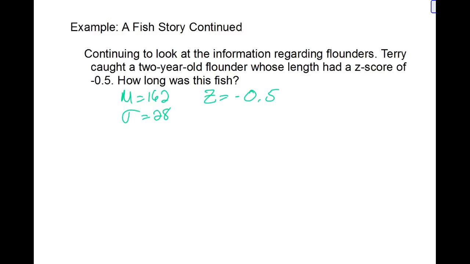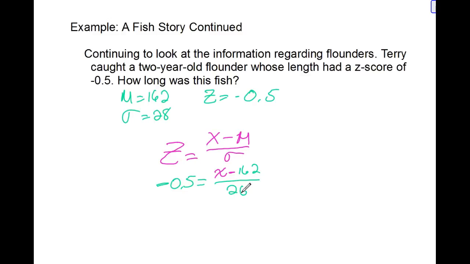So let's look at our formula. z is equal to x minus the mean divided by the standard deviation. So if I plug in my numbers, I get negative 0.5 equal to, I don't know my x, minus my mean is 162 and my standard deviation is 28, not 26.